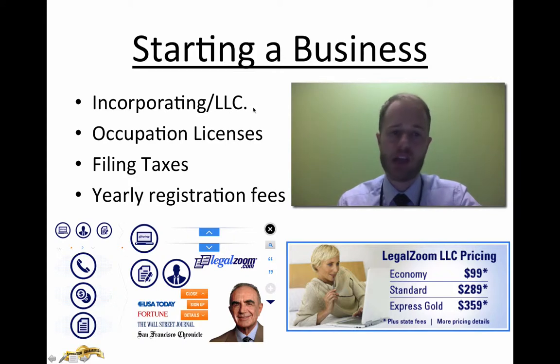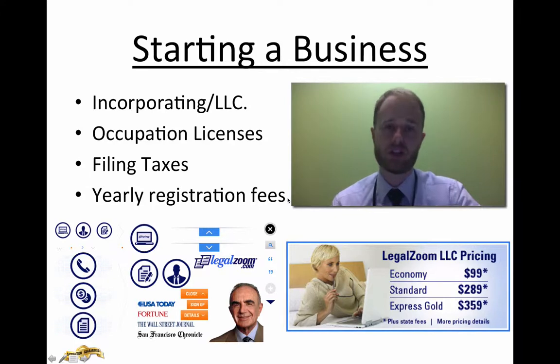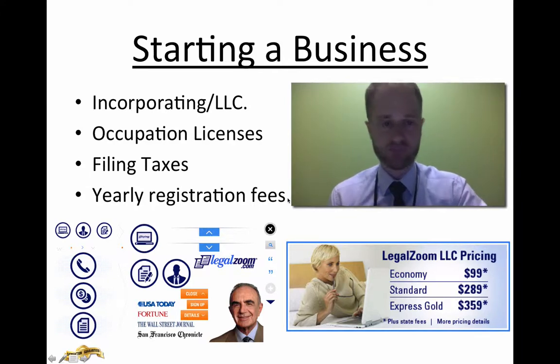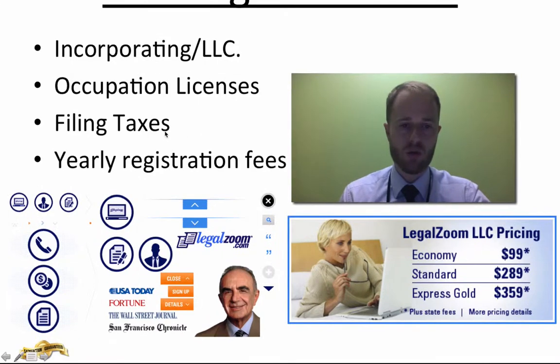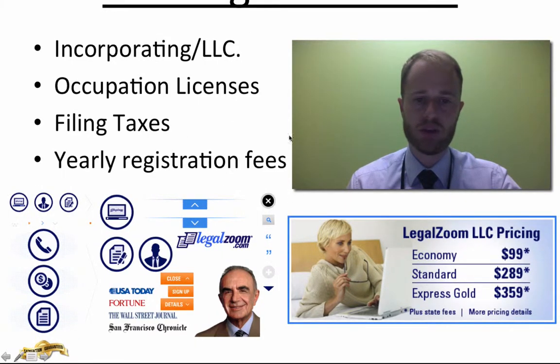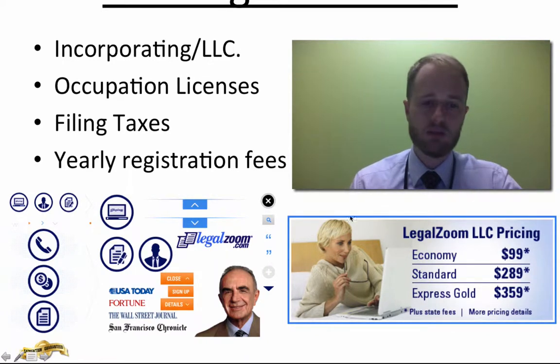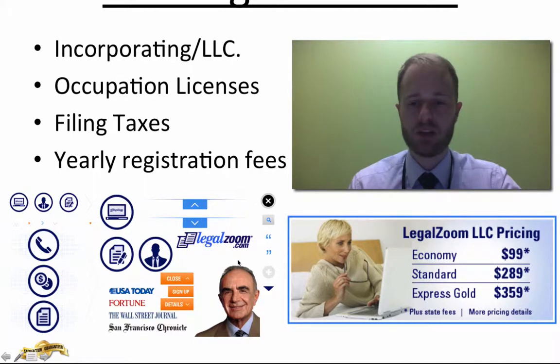You'll need to get an occupations license to be able to set up a bank account. You'll have to file taxes each year, and you'll have yearly registration fees you need to fill out with the state. The taxes and yearly registration fees, those will be done by your tax accountant. So don't really worry about how these are done because you can have an accountant do that for you. For your incorporating, a good one to use is LegalZoom. I have it down below.